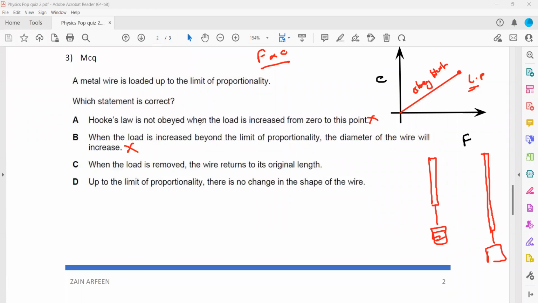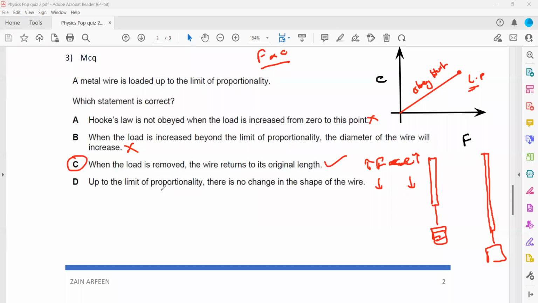So that's why B is not correct. When we check C, when a load is removed, the wire will return to the original length. That's true. If we remove the load, as we know, force and extension are directly proportional to each other. If we increase the force, extension will increase. If we decrease the force, extension will decrease, and eventually it will return back to its same original length. So option C is a valid answer.